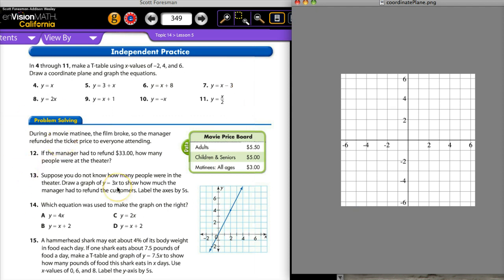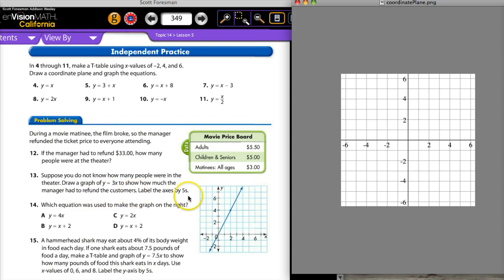Now we get into some problem solving questions, and this is where you're going to have to pull out information in order to solve the problem. Okay, so here it says, during a movie matinee, the film broke, so the manager refunded the ticket price to everyone attending. Okay, if you use this table here and you read this carefully, you can answer number 12. Okay, number 13 says, suppose you don't know how many people were in the theater. Draw a graph of y equals 3x to show how much the manager had to refund the customers.